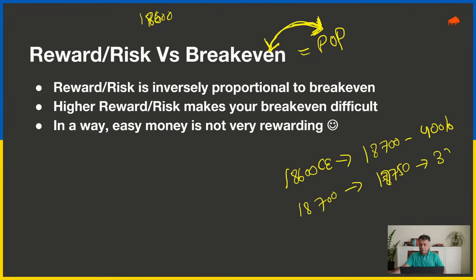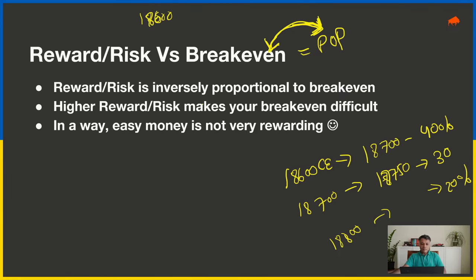That will be something like 30%, and so on and so forth, right? So basically, your probability of profit reduces as you go farther and farther to breakeven. So farther breakeven, lower POP, right? So breakeven and POP are inversely proportional, right? So reward by risk is inversely proportional to breakeven also.